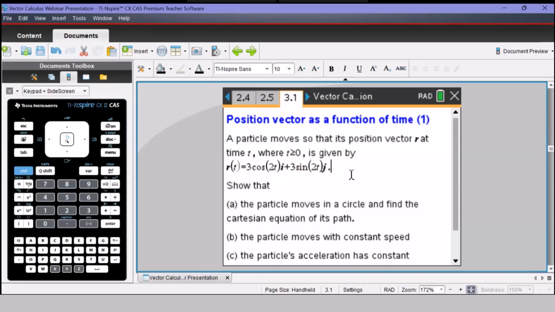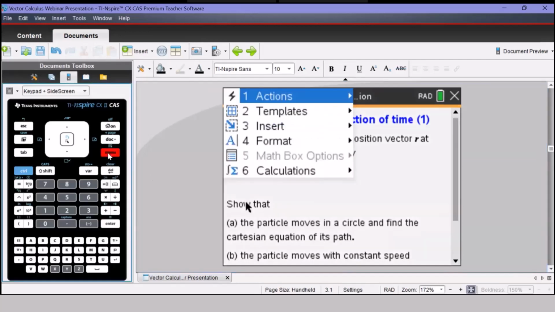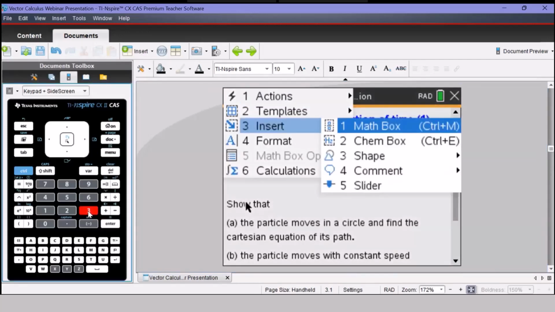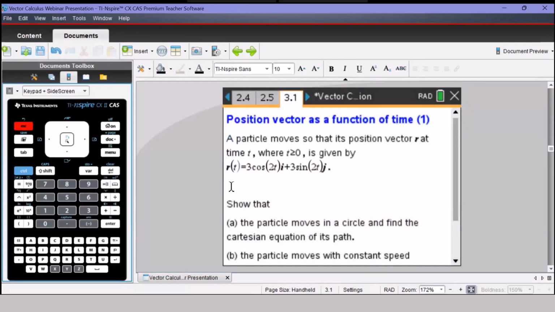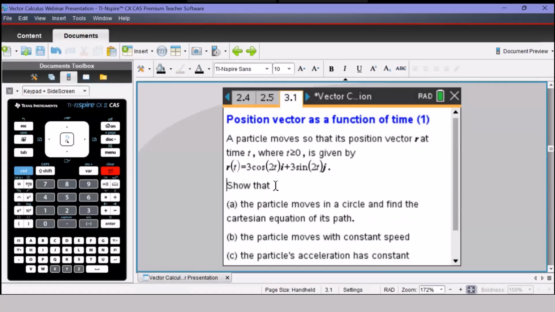Just quickly as an aside, if I press enter and then menu, 3 for insert, and then 1 or enter for math box, it will insert a math box. Also note that the shortcut is Control M. Some of you might be familiar with the notes application. It's not quite the focus for tonight. That was basically just an aside, if anybody was curious about how these pages are being produced.